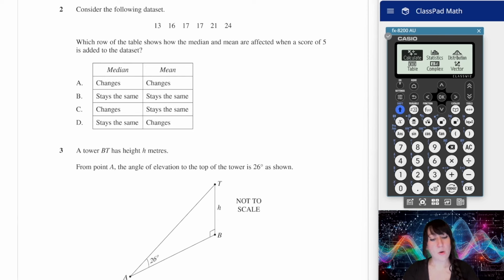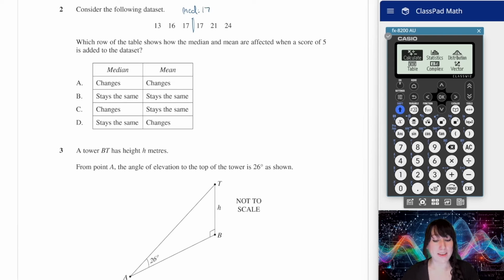Question 2. Consider the following data set. We have 6 scores, and then it says, which row of the table shows how the median and mean are affected when a score of 5 is added to the data set? Let's first consider the median. The median is the middle score. With 6 scores, the middle is between these two 17s, so the median itself would be 17.